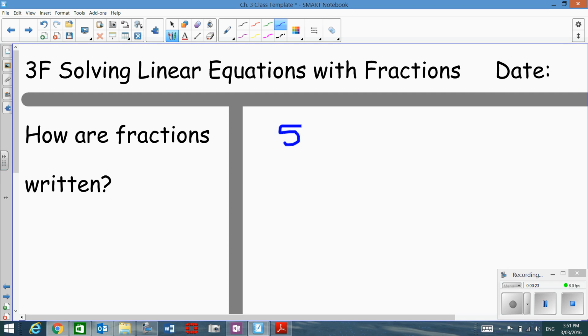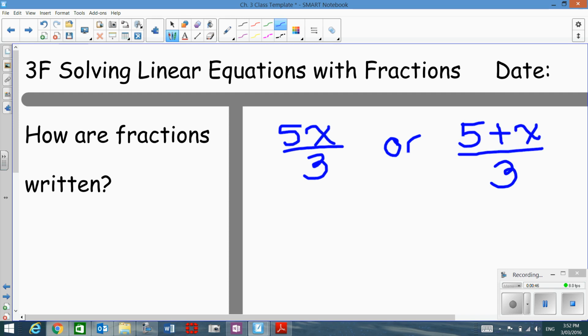You could have, I guess, just 5x over 3. So 5x is one term, and it's divided by 3. So our fraction is really 5x divided by 3. And then you might have something else next to it. Or you might also see, let's say, we're adding 5 plus x, and then we're putting that over 3.